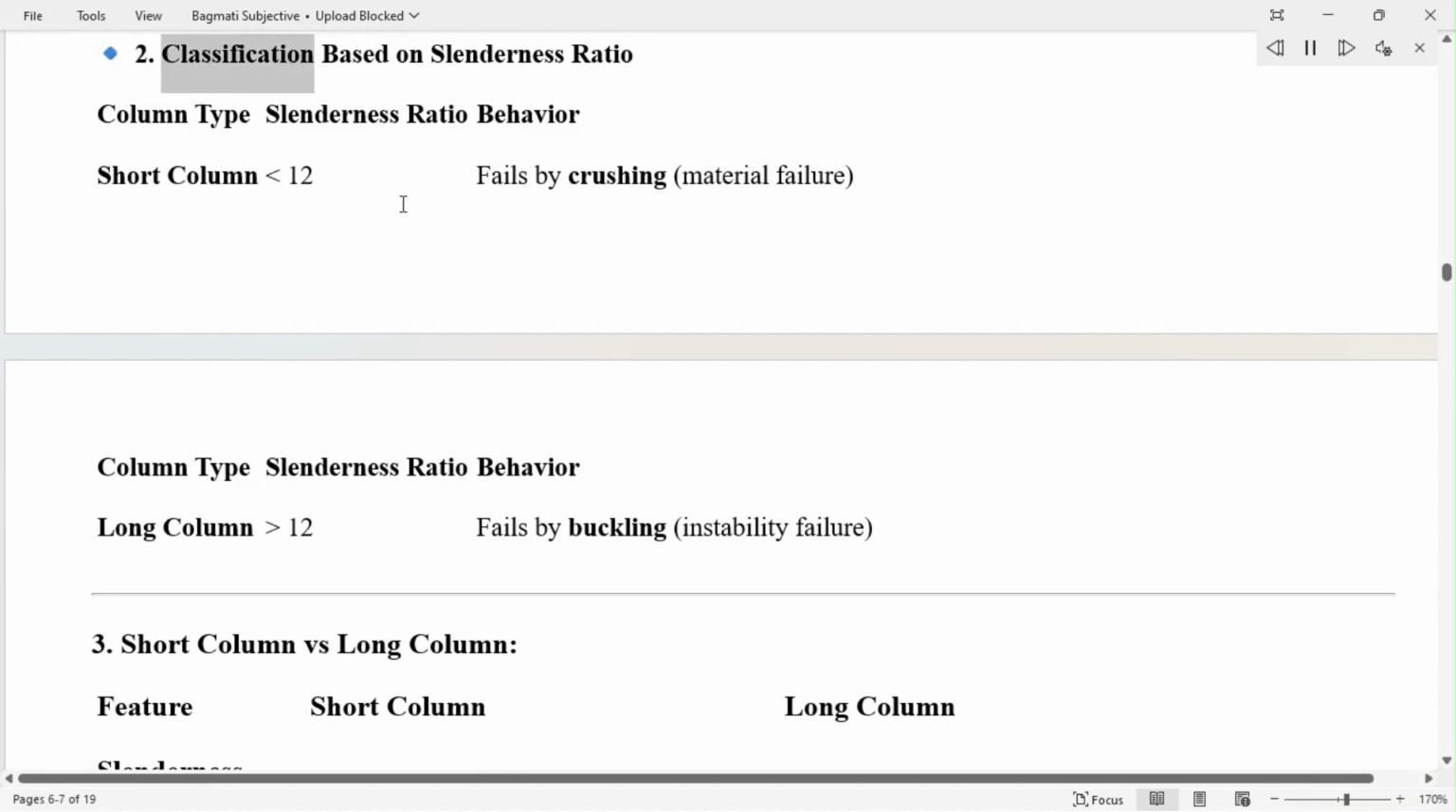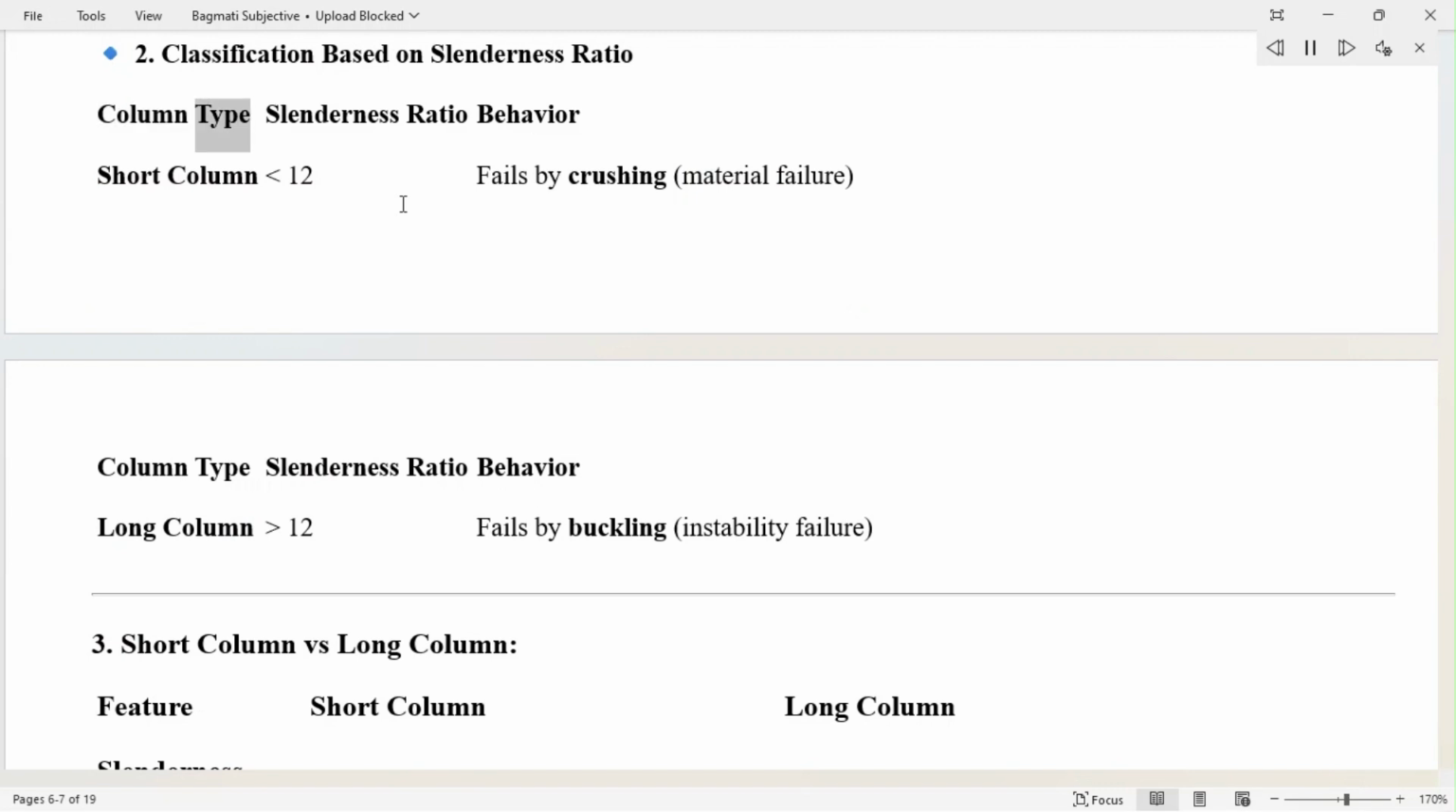So, classification based on slenderness ratio. Column type, slenderness ratio, behavior. Short column: less than 12, fails by crushing, a material failure. Long column: greater than 12, fails by buckling, an instability failure.